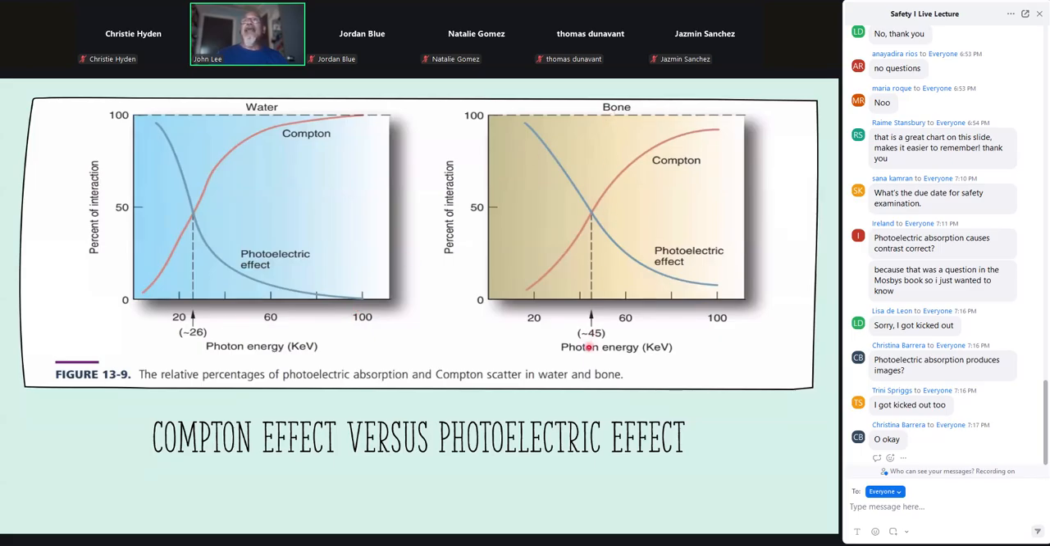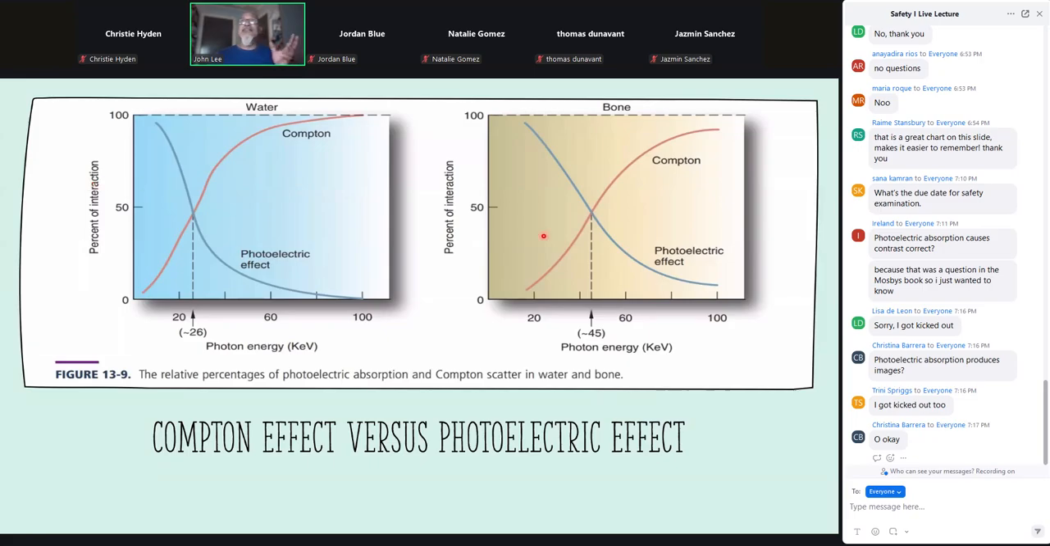In bone, that level is at about 45 kV. So again, let's see, that looks like about 0 to 18. At 0 to 18 kV, there's no Compton interactions. Right to about 20 or so, we're going to have no photoelectric interactions, and they'll start to go down. And again, at about 45, they'll cross, and we'll have much fewer photoelectric versus Compton.